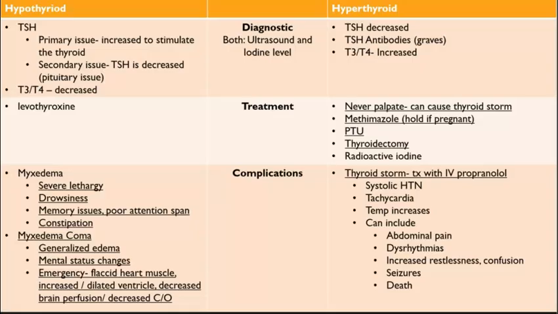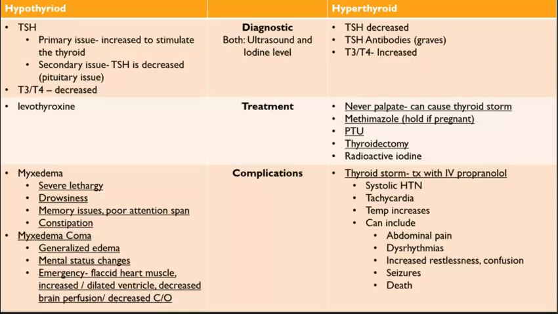How do we diagnose? So we're going to do labs, but we can do ultrasound and do an iodine level as well. What do we treat it with? So your hypothyroid, we're giving Synthroid or levothyroxine, which is a synthetic of T3, T4. Treatment for your hyper is PTU or methimazole. You'll see either one of those.